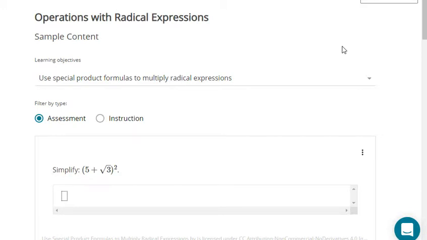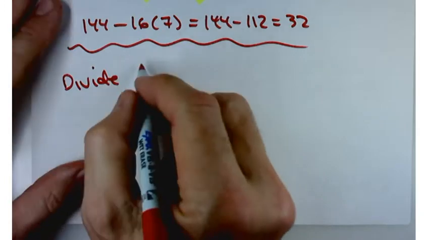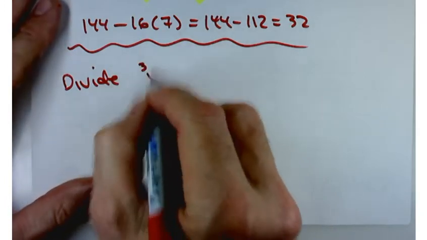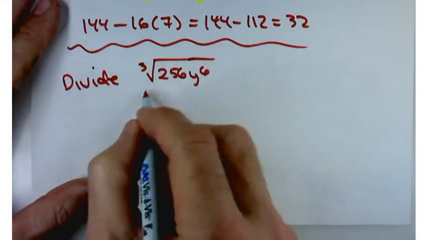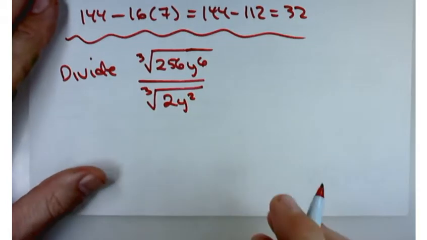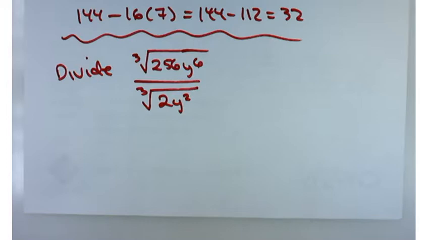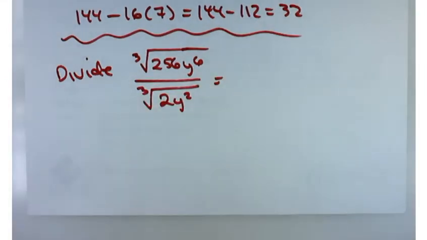Let's try some division ones that came out of Newton. So let's divide: the cube root of 256 y to the 6th power over the cube root of 2y squared. The nice thing about division and multiplication is that you can work with radicals the way you would like.